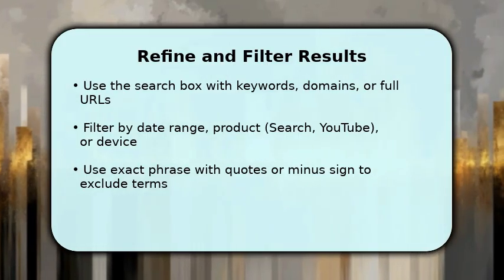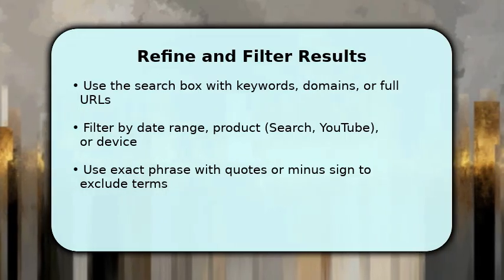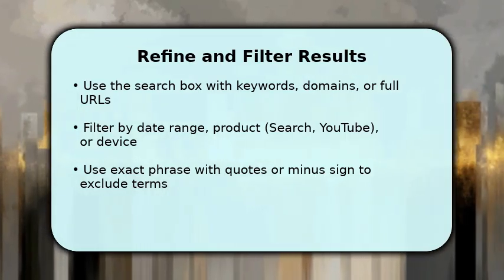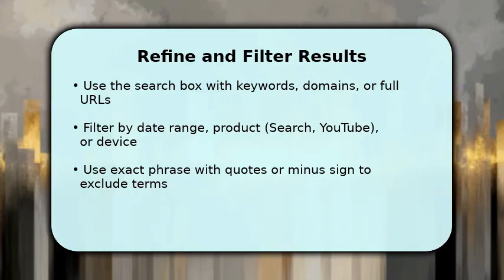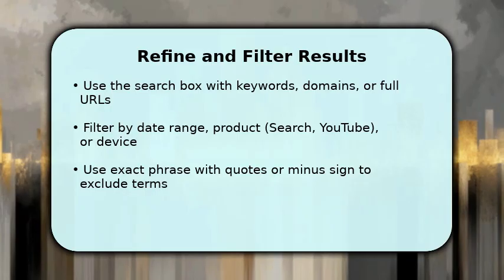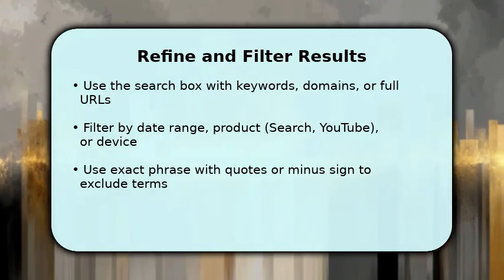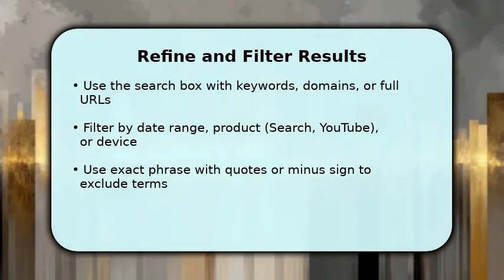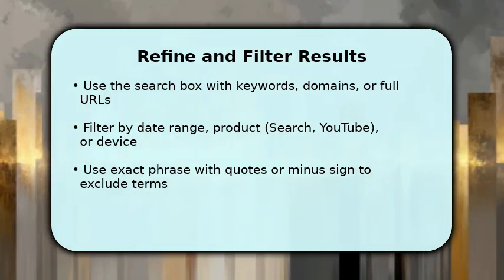Then open the Filter by Date and Product menu to select a custom date range or just show search or YouTube activity. If you need device-specific records, choose the Device filter. Combining keyword search with filters reduces noise and surfaces the exact history entries you need.